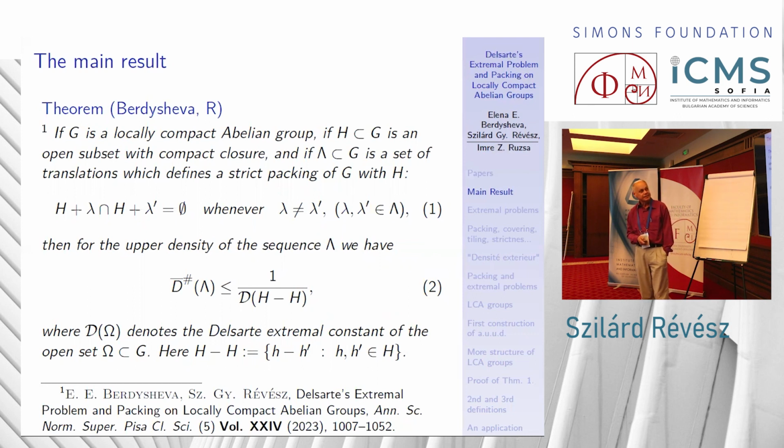So here is the main result. If you are familiar with all these packing things and the Delsarte bound and so on, then everything should be kind of familiar to you, except that I present everything in the setup of locally compact groups. So H is a subset, say open, with compact closure. It is so important that it be bounded, with compact closure. And lambda is a set of translations which defines a strict packing on the base set in the locally compact group, which can be, say, R^d. You can always think of R^d.